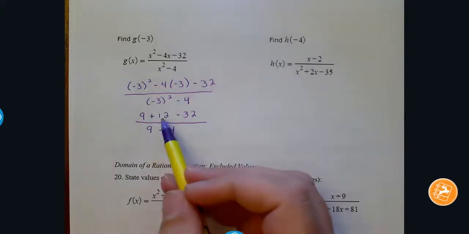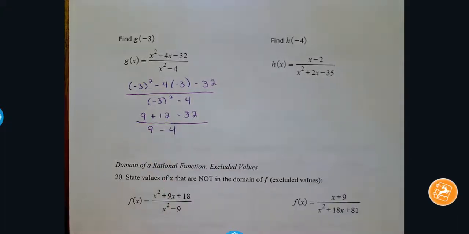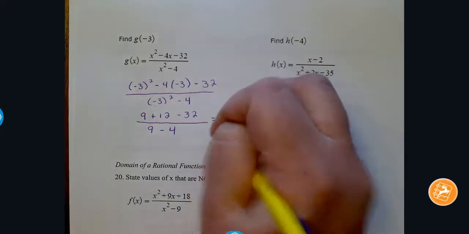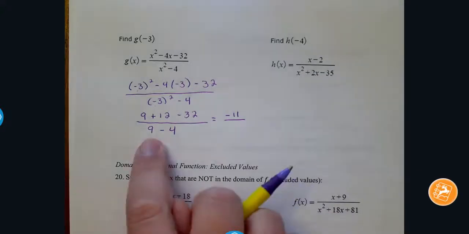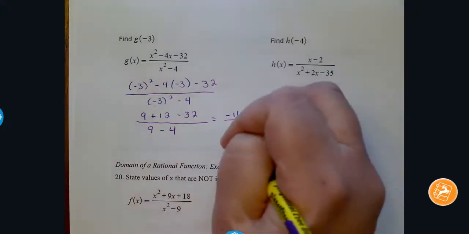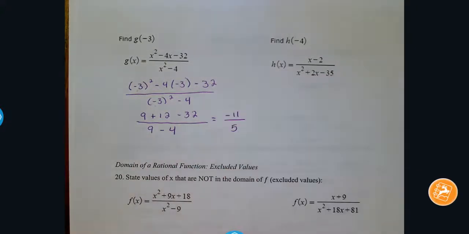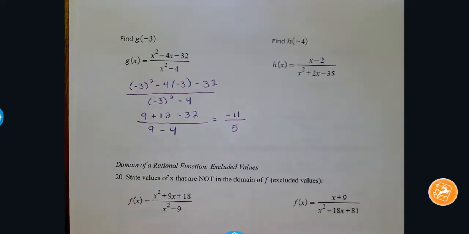So 9 plus 12 is 21. And 21 minus 32 is -11. And 9 minus 4 is 5. Negative 11 over 5 can't be simplified, so our answer is negative 11 fifths.